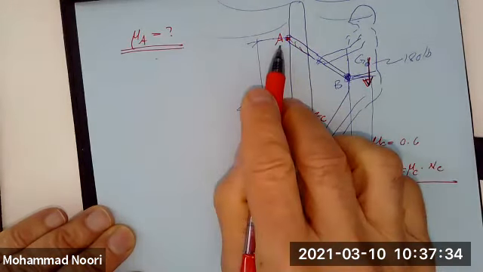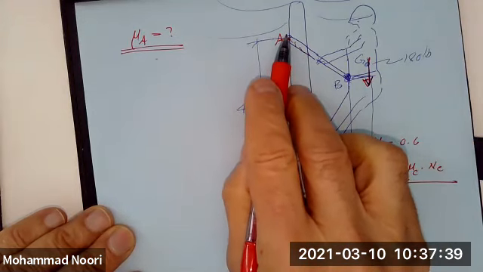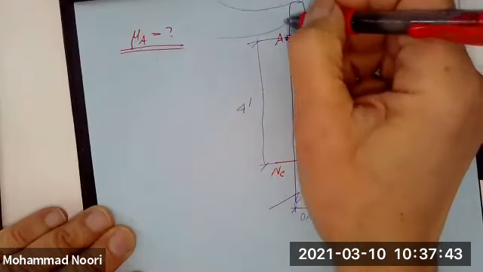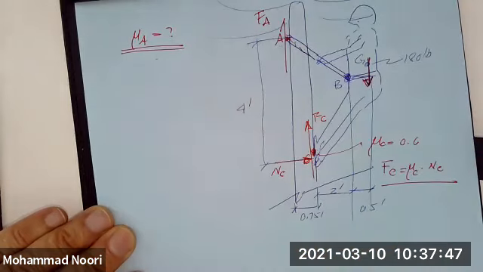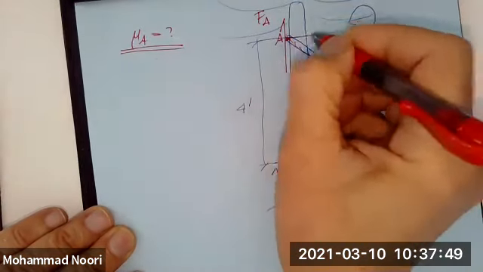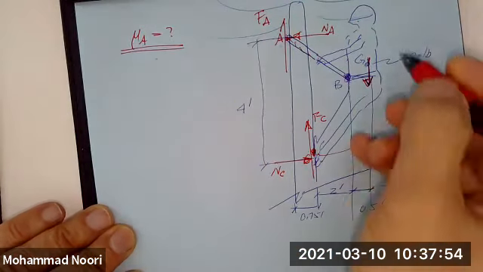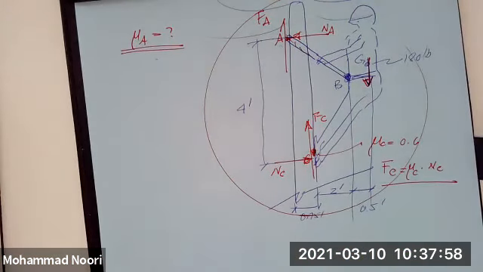How about here? Again, if this belt slips, would it slip down? That means motion is downward. So the friction force at A would be upward. And obviously there is also a normal force here. So this is the free body diagram of the whole system. Okay? So with that, let's see if we can solve for the unknowns.